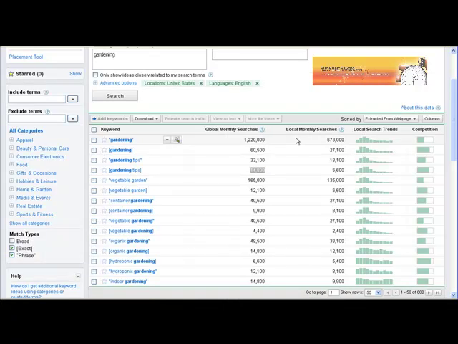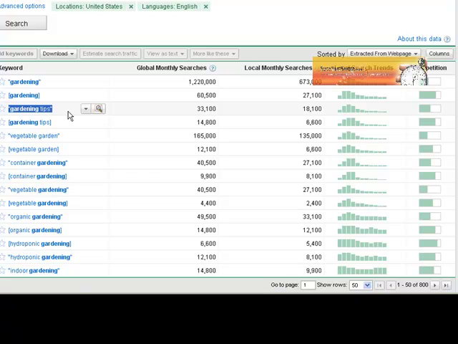What do you think? The last point I want to make is that if you target the phrase matches, the longer tail keywords, and you look at the competition column, in most cases the competition is going to be less than if you're going after the exact match.